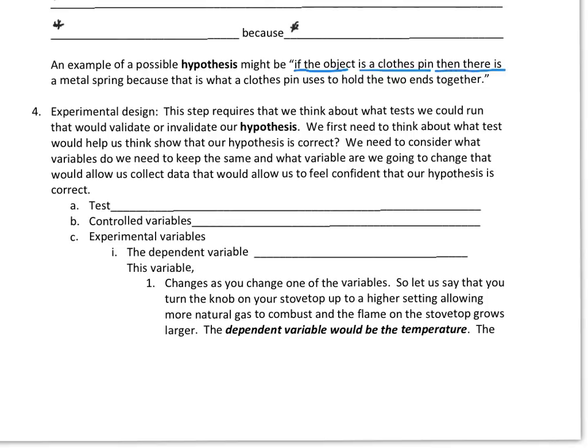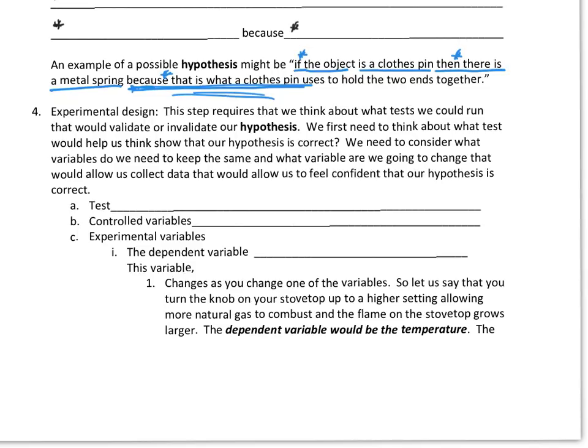Then there is a metal spring, right? Because that's how a clothespin works. Do you agree? Mm-hmm. And see the because, do you see that? There's the because, there's the if, there's the then. Because that is what a clothespin uses to keep the two parts of the clothespin together, right? That's how you pin things. You need a spring, and it's metal usually.